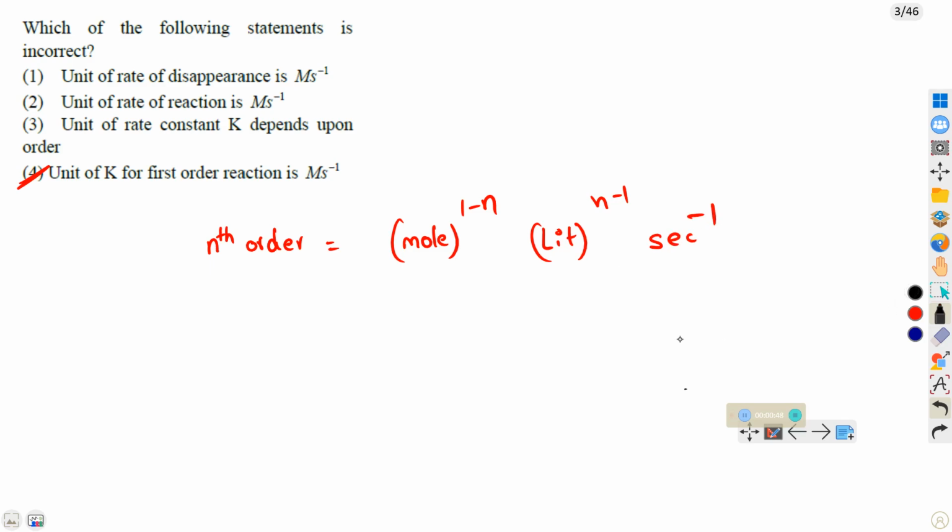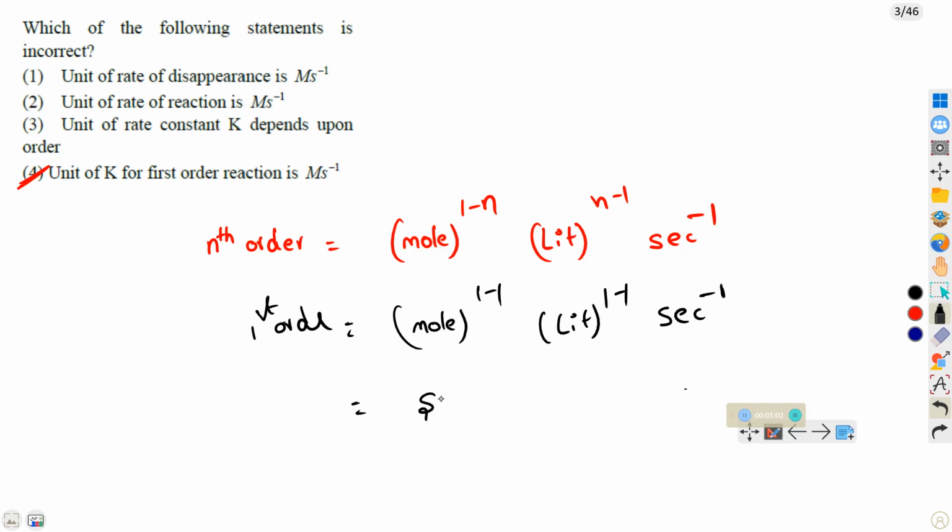For example, for a first order reaction, taking n value as 1: mole^(1-1) liter^(1-1) second inverse. That is, for a first order reaction, the unit is second inverse. But here it is given as mole second inverse. Mole second inverse is molarity second inverse. These are the units for a zero order reaction.